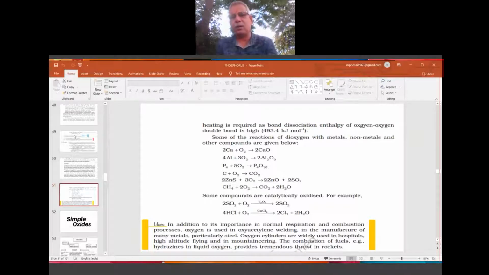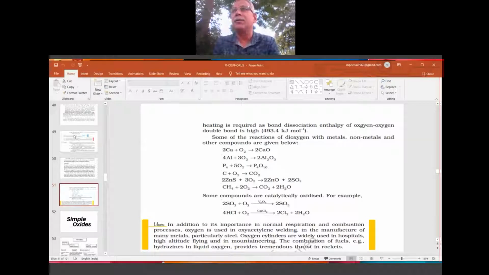Okay. So with metallic oxides, with non-metallic oxides, with compounds, depending upon the type, oxides are formed. And if it is already an oxide, it will go to the next higher oxide. For example, sulfur dioxide. Already it is an oxide, but further reaction of sulfur dioxide gives what? The next oxide, that is sulfur trioxide.